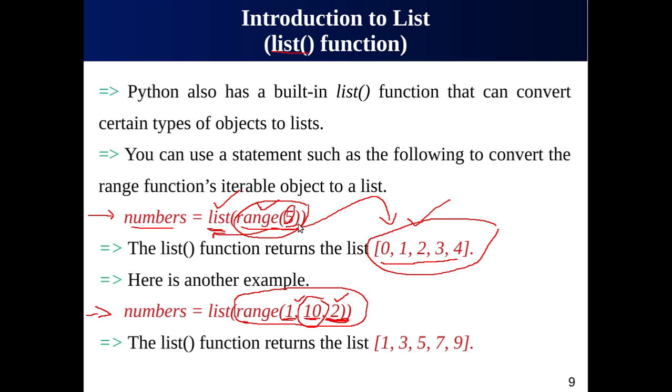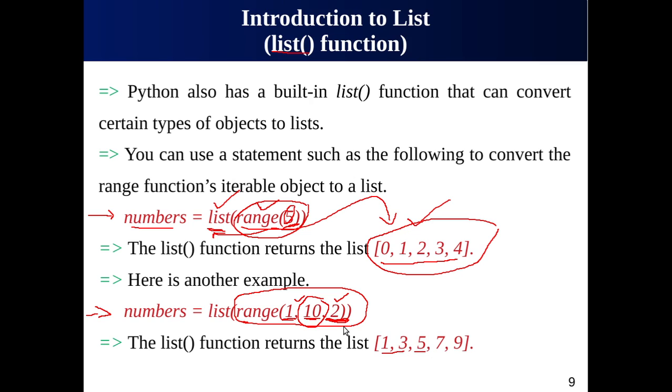This is optional, but this is mandatory. So in this case we provide only a single value, while in this case we are providing 3 values, that is the starting value, final value, and the step. So the output of this program is starting from 1, take a step of 2, that is 3, and then take another step of 2, that is 5.